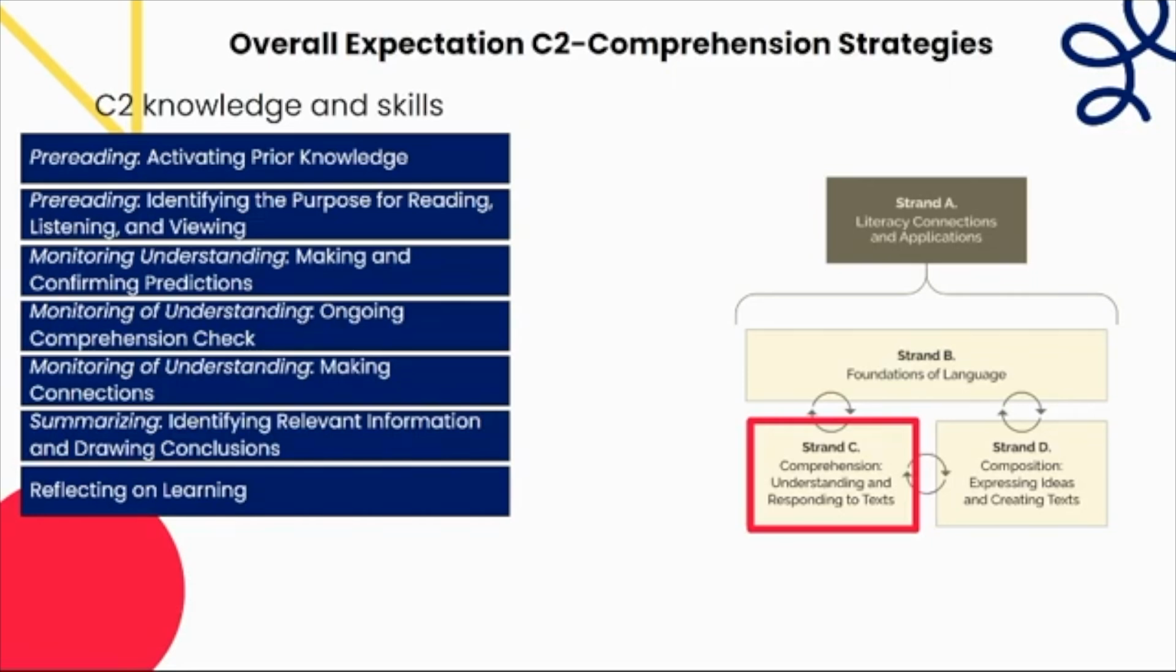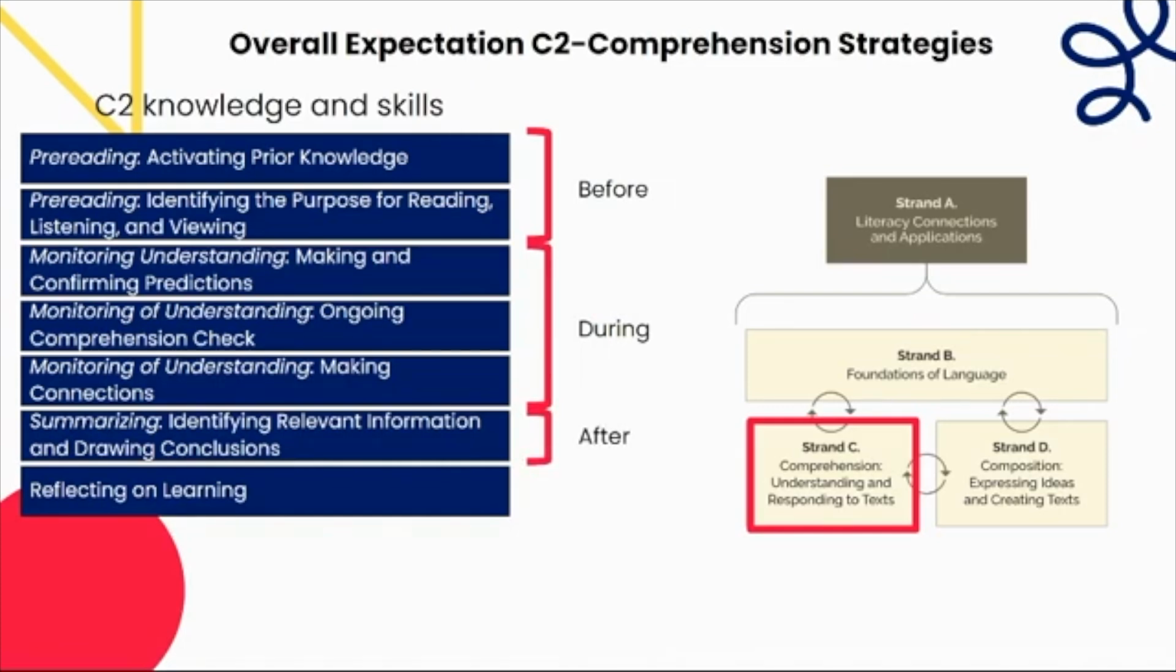Overall expectation C2, comprehension strategies. Students will apply comprehension strategies before, during, and after reading, listening to, and viewing a variety of texts, including digital and media texts by creators with diverse identities, perspectives, and experiences, in order to understand and clarify the meaning of texts. You will notice in this overall expectation, the specifics are divided into the before, pre-reading strategies, the during, monitoring of understanding strategies, and the after, summarizing strategy.